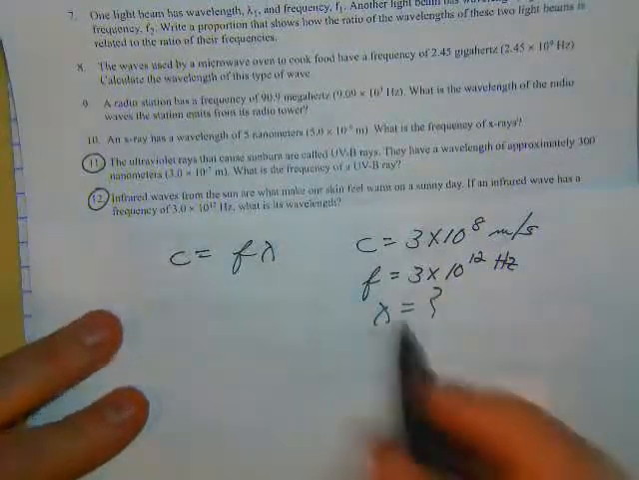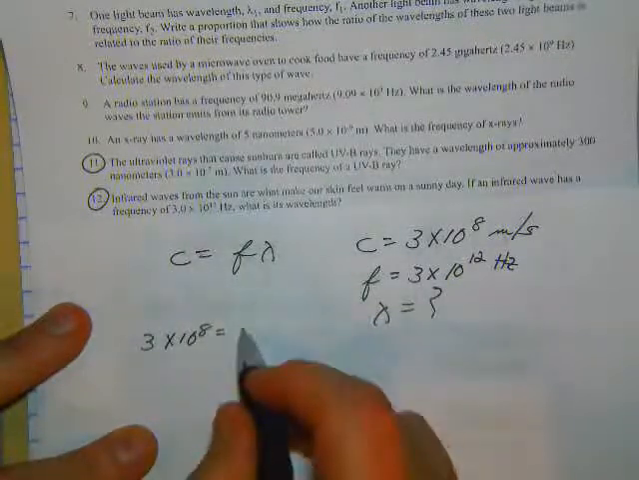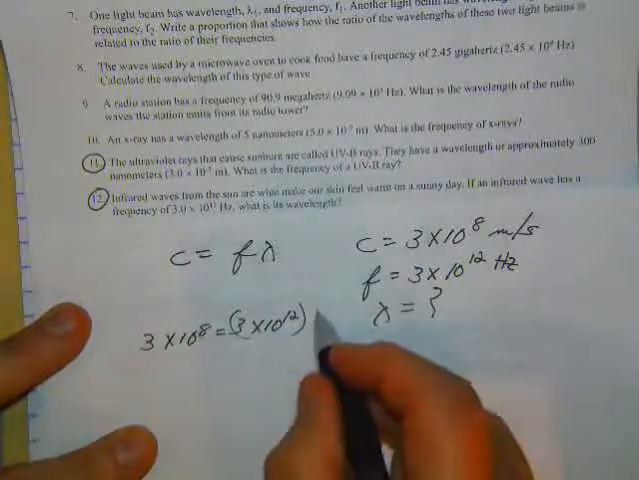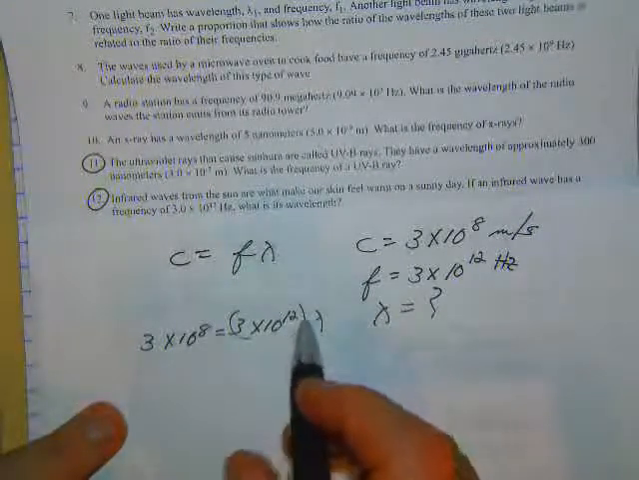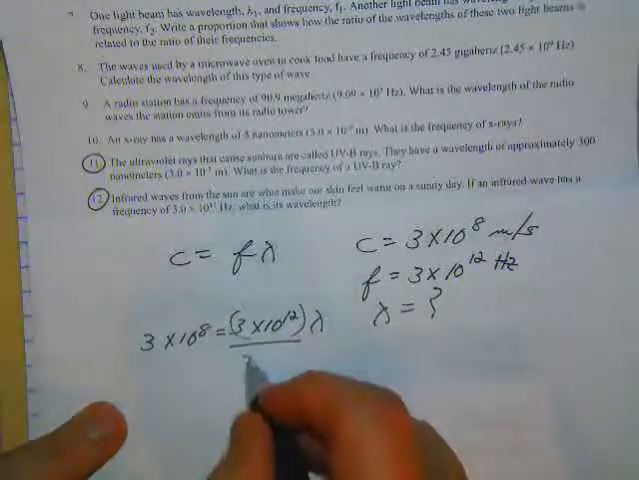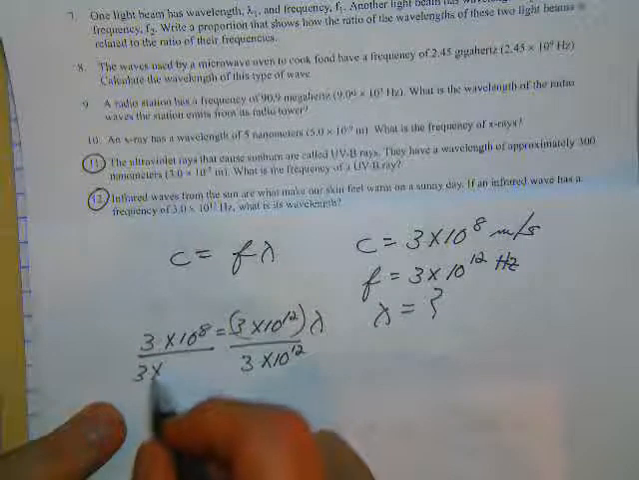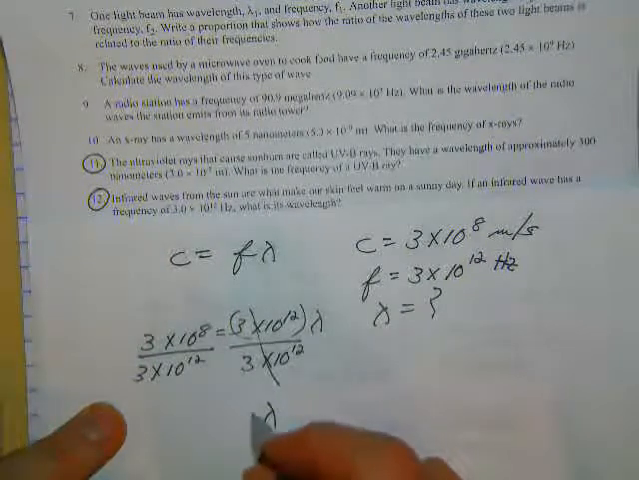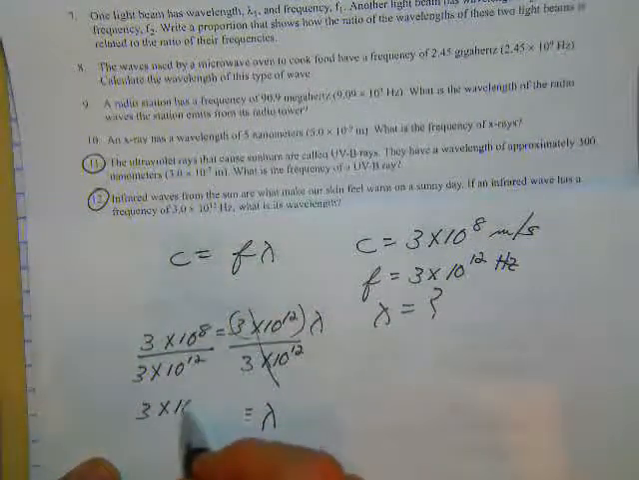So again, let's substitute in. 3 times 10 to the 8th equals frequency, 3 times 10 to the 12th, and we don't know the wavelength. Same problem. If we want to find wavelength, we've got to divide each side by 3 times 10 to the 12th. This is going to cancel out. So wavelength equals 3 times 10 to the 8th divided by 3 times 10 to the 12th.